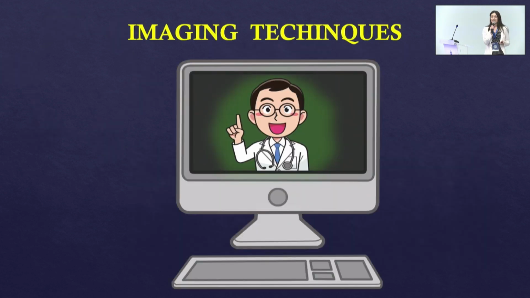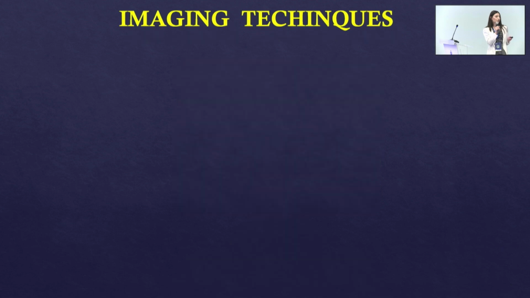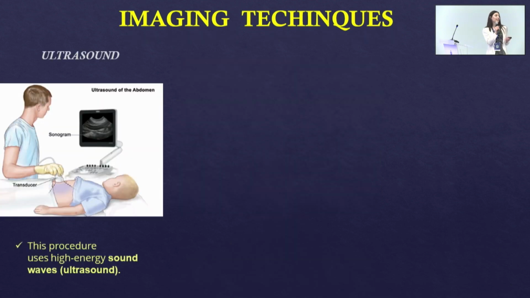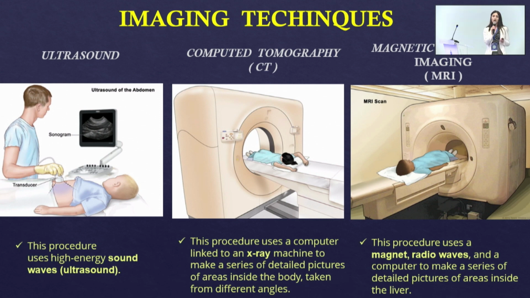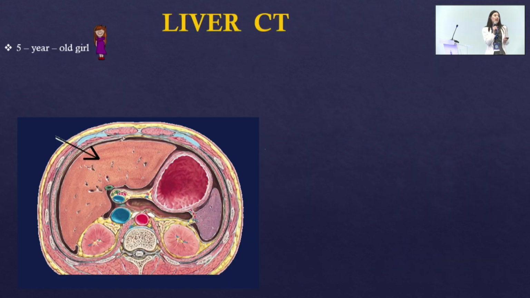Imaging techniques play a crucial role in the management of a child suspected of having a liver tumor, and we have three main imaging techniques: ultrasound, CT, and MRI. So, as radiologists, we must help oncologists and surgeons to understand how they need to do the surgery, whether it is resection or transplantation.